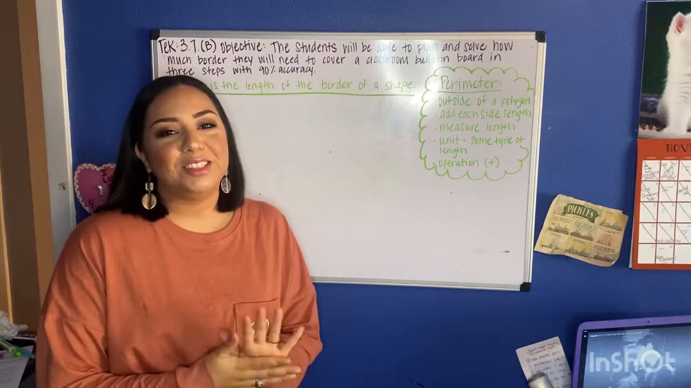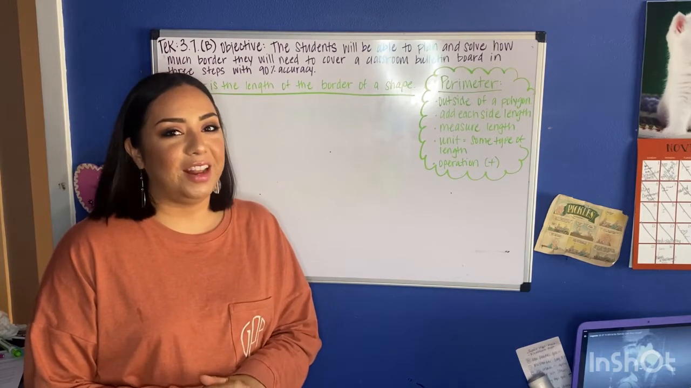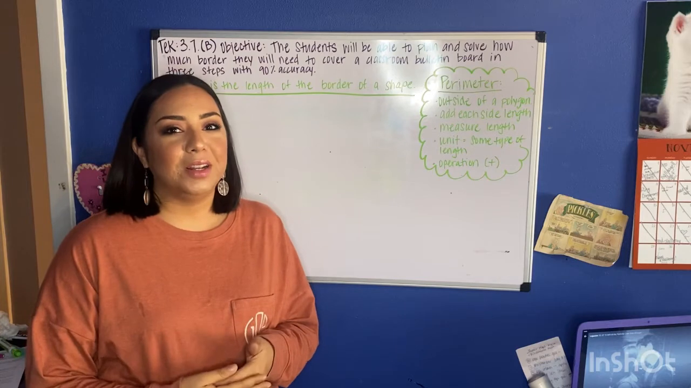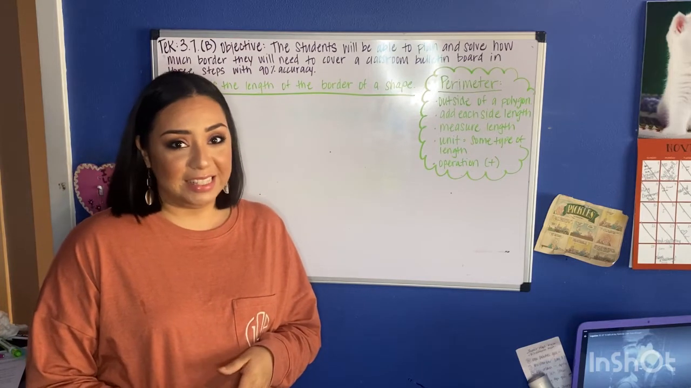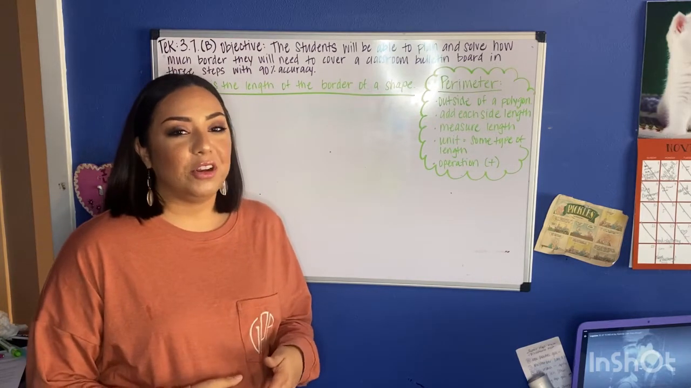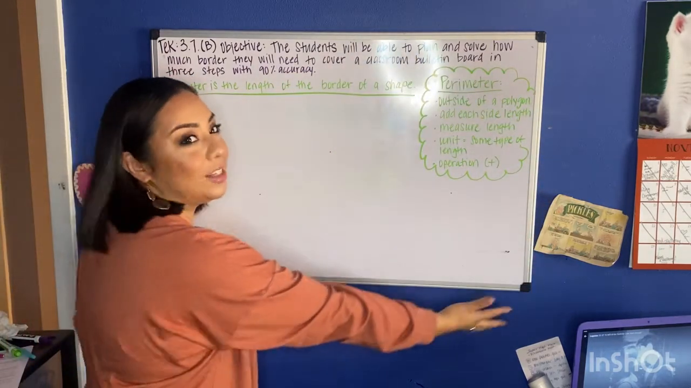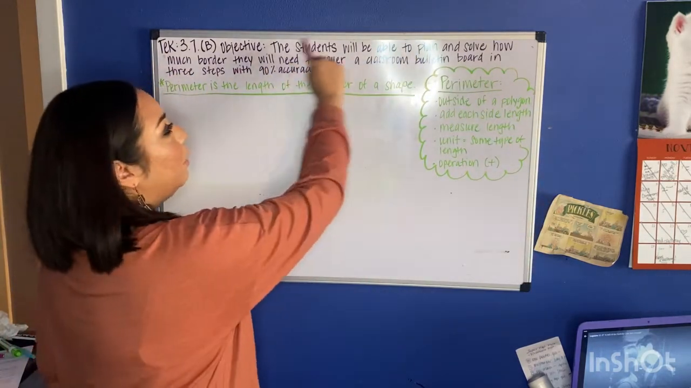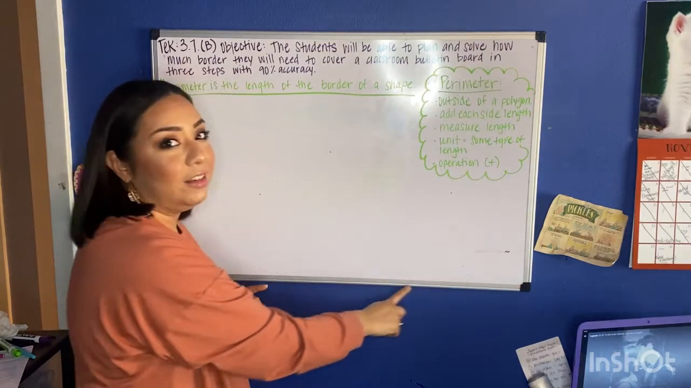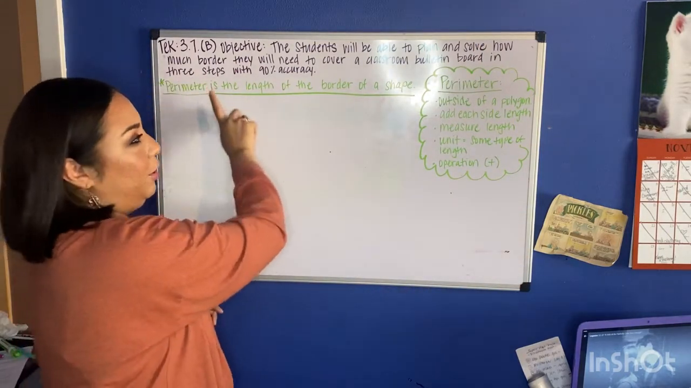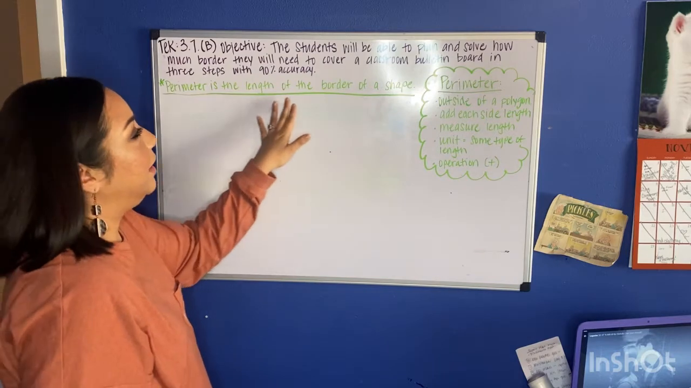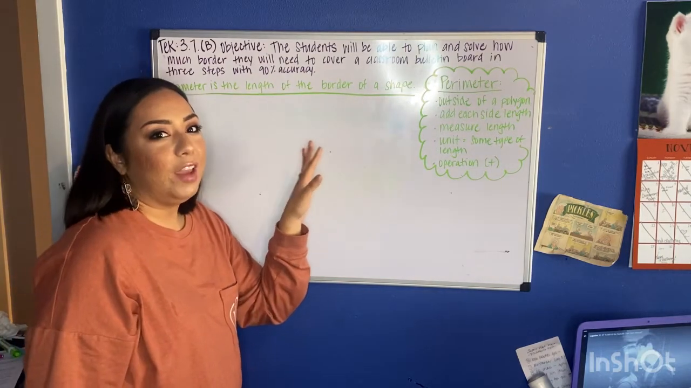Morning everybody. So we're going to be learning about the perimeter today. Can anybody tell me what exactly the word perimeter means? Right, the perimeter is the outside of a shape. So if we have this rectangle here, the perimeter is going to be outside here. This is the perimeter. Here, perimeter is the length on the border of a shape.